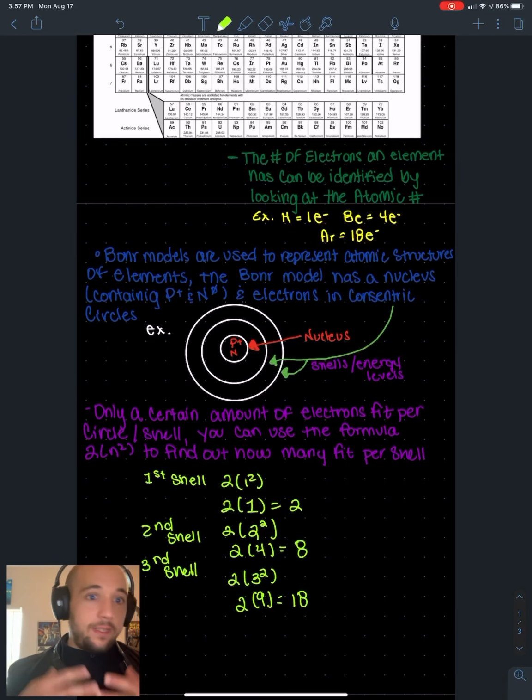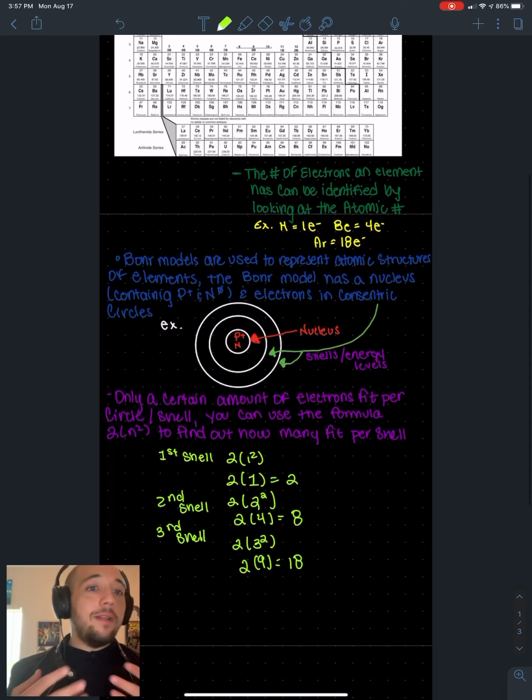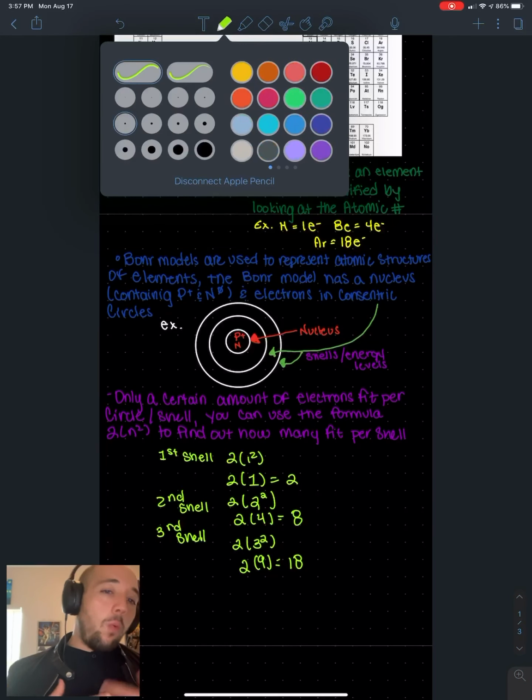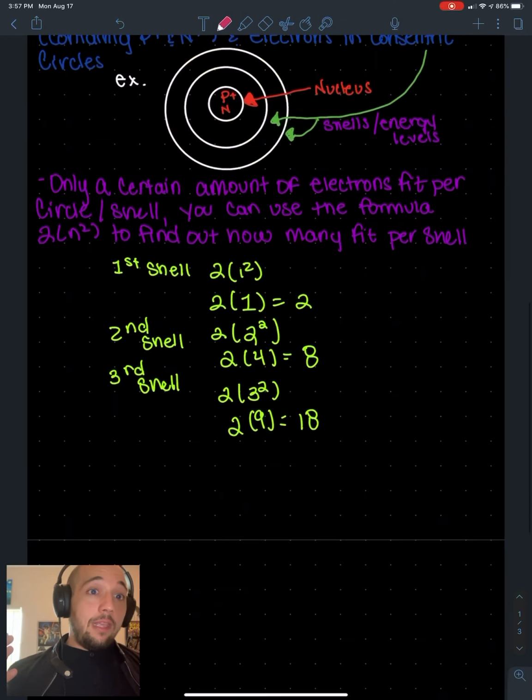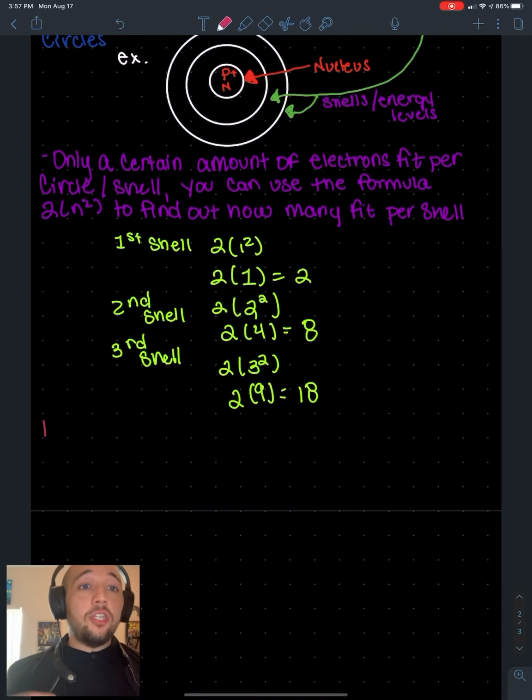And the fourth one fits a certain amount. And the fifth one fits a certain amount. And again, you can figure that out. But we won't be getting anywhere near the 5th or 6th or 7th energy shell because you're just going to be drawing too many circles.